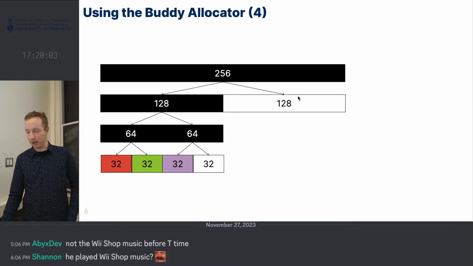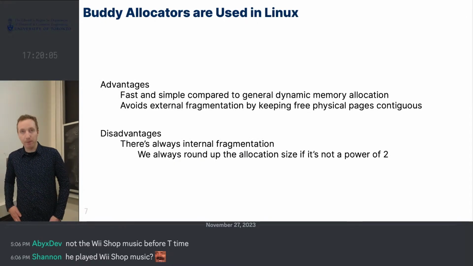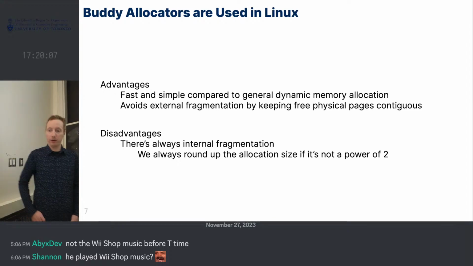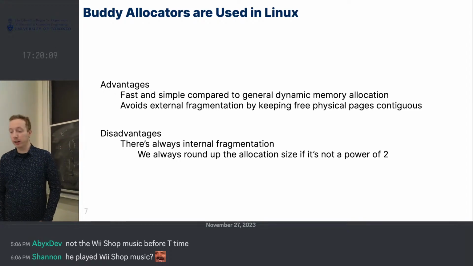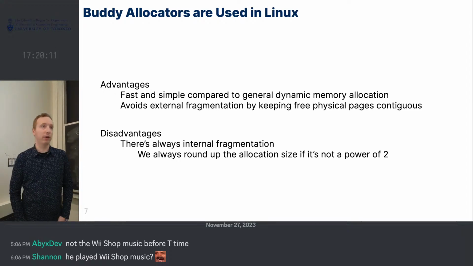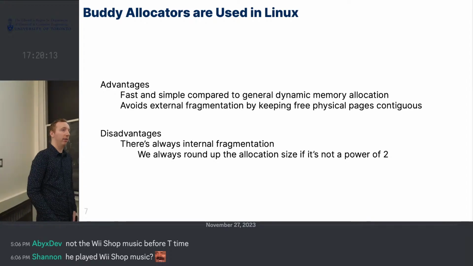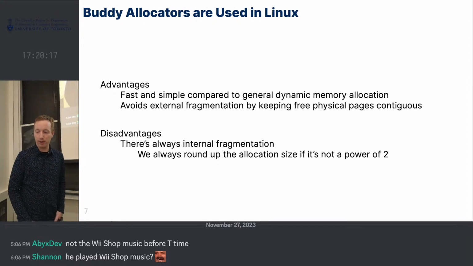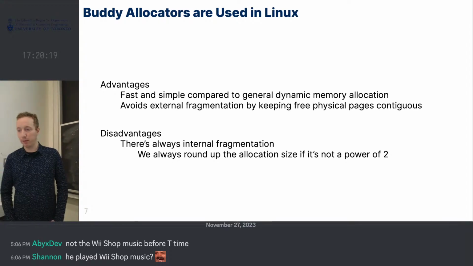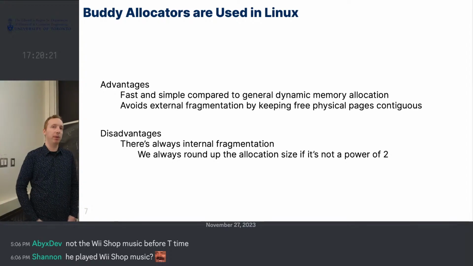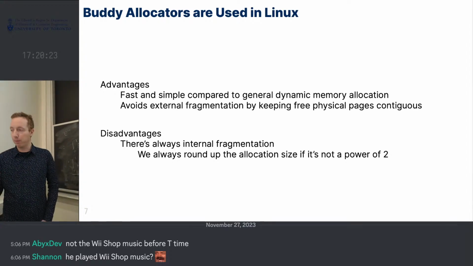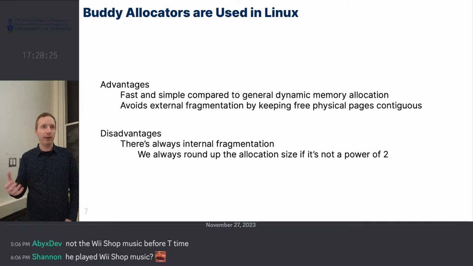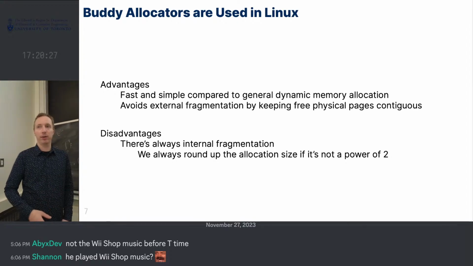All right, so that's a buddy allocator. They're actually used in the Linux kernel because they're fast and simple compared to a general free list that has blocks of any size the user requests. It avoids some external fragmentation by keeping all the free pages nice and contiguous. It's all powers of 2, so it trades off some internal fragmentation for getting rid of external.